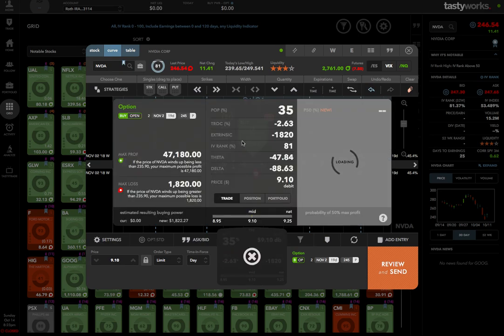Okay, I could look right here. I got my delta, it's 88, which is great. Theta, negative 47, so that's half of my delta. IV rank is 81, so it's a little expensive. My max profit is 47,000. That's if the stock goes to zero, which I don't think it's going to do, so that's not likely. My max loss is 1820. That is likely. I see my probability in the money is 35%.